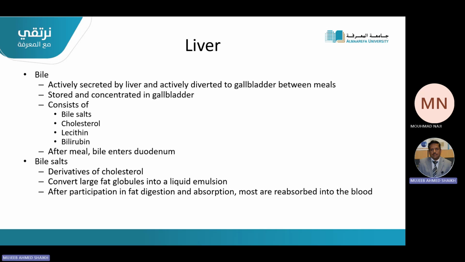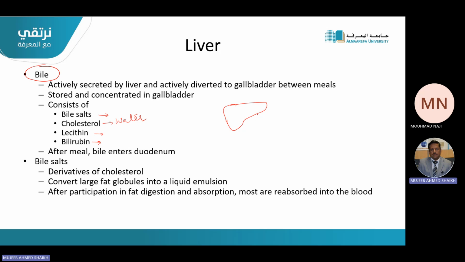Then, as you know, the liver is the main organ from where the bile is secreted or formed. The bile is formed in the liver. What is bile? Bile is a liquid which consists of bile salts, cholesterol, lecithin, and bilirubin, all combined with water. It is formed by the liver, but it will come out of the liver through a duct.